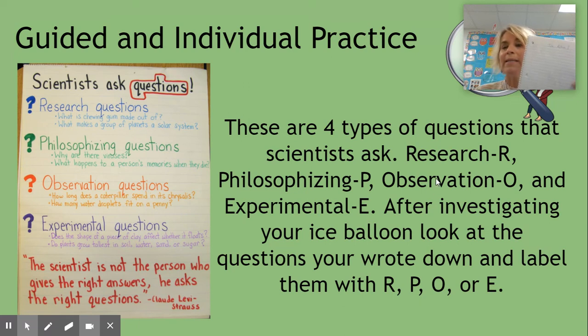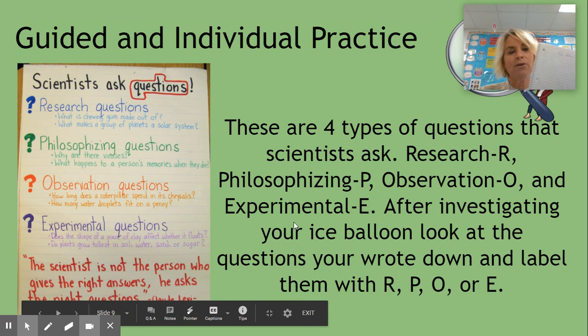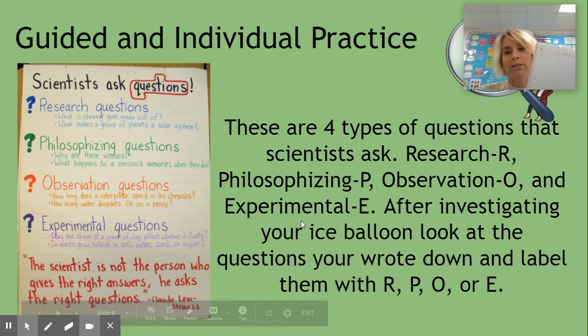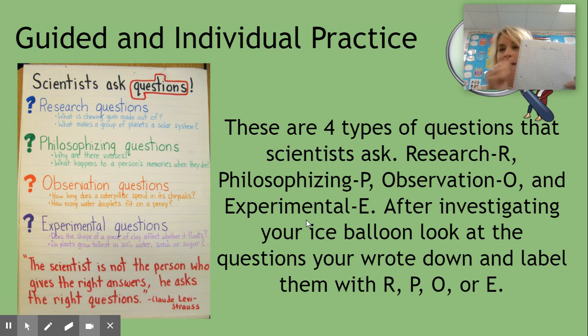Sure. So maybe sometimes the question is more than one thing. If you think it's more than one thing, then put both beside it. But to the best of your ability, write down whether you think it's a research question, this is a hard word for me to say, philosophizing question, an observation question, or an experimental question. The scientist is not the person who gives the right answers. He or she asks the right questions. So pause me for a minute, look at your questions, and try to label them.